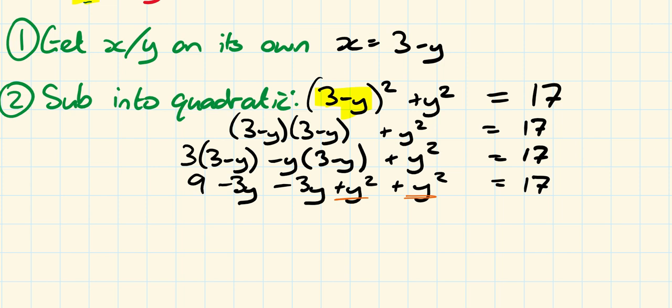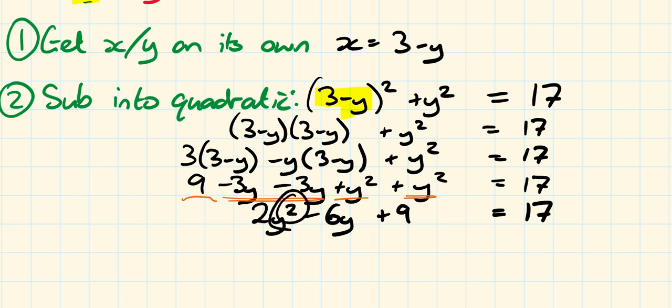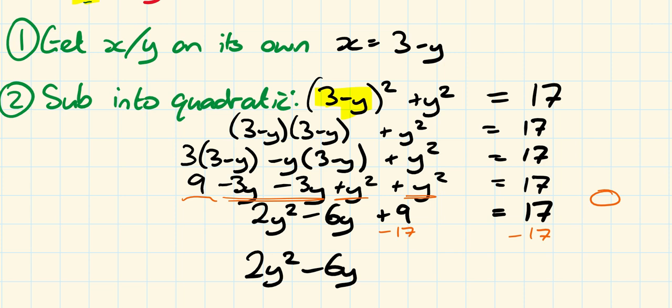Now we can simplify each side of the equation. So we've got our y squareds. They can go together. So we have got 2y squared. Put our y's together. So then it'll be minus 6y. And then we've also got our 9 here. So plus 9 is then equal to 17. Right, so we see we've got a squared going on here. So when we've got a squared, we want to get an equals 0 over here. So we want a 0 with the 17. So that's minus 17 from both sides. And you get 2y squared minus 6y minus 8 equals 0.